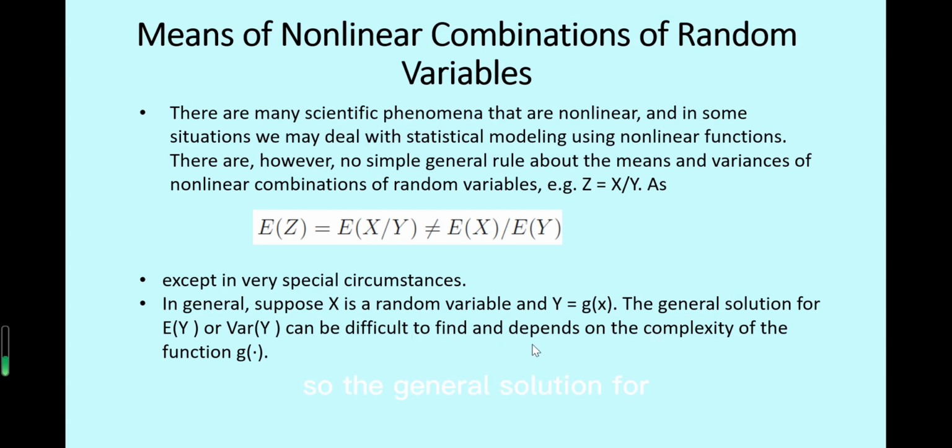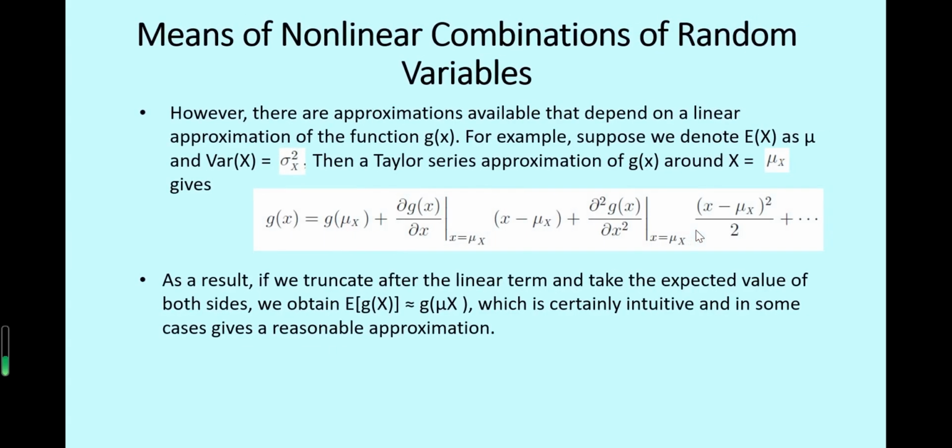So the general solution for E(Y) or variance of Y can be very difficult to find. It depends on the complexity of the function g. So this is the function, we can say g(x, y). But we can use some approximations available that depend on a linear approximation of the function g(x) or g(x, y).